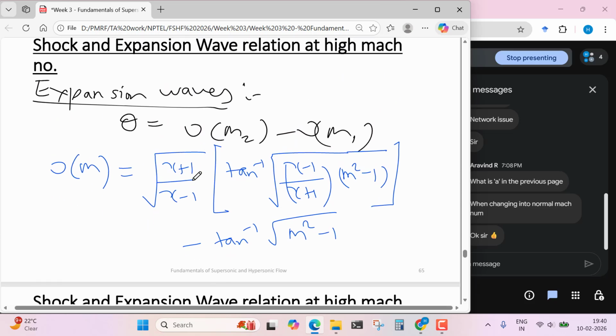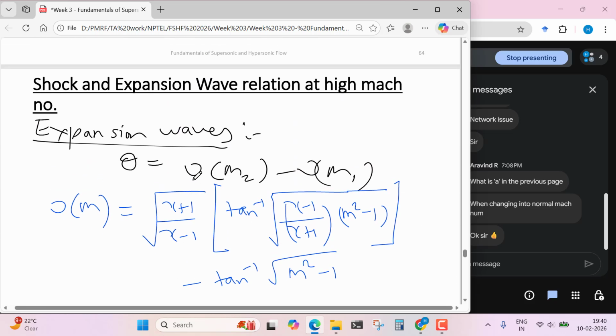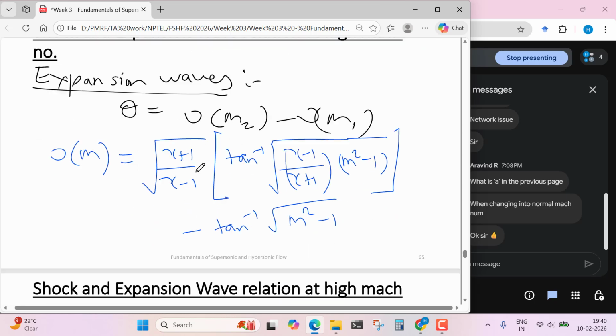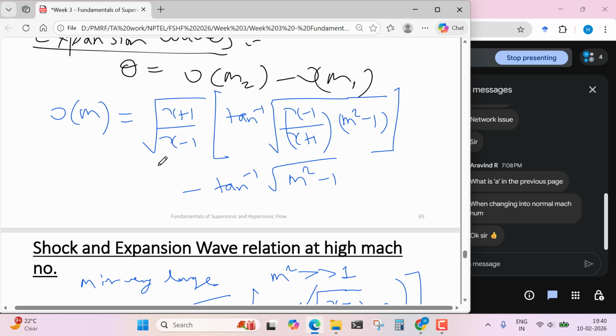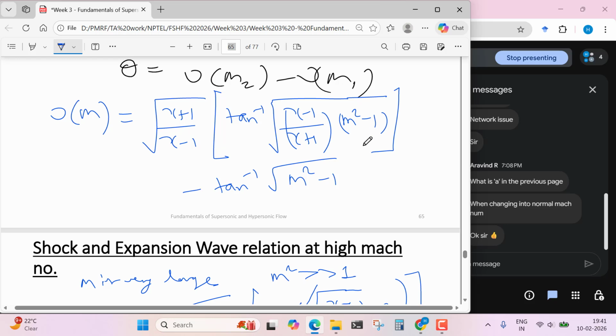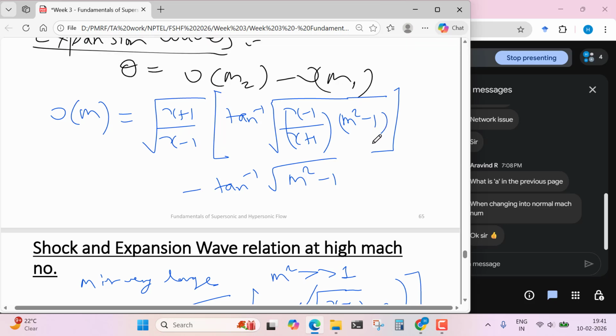Now we will see the expansion wave relation for high Mach number. We have this Prandtl-Meyer function: under root of (gamma plus 1 upon gamma minus 1), tan inverse of under root of (gamma minus 1 upon gamma plus 1) times (m1 square minus 1), minus tan inverse under root m square minus 1.